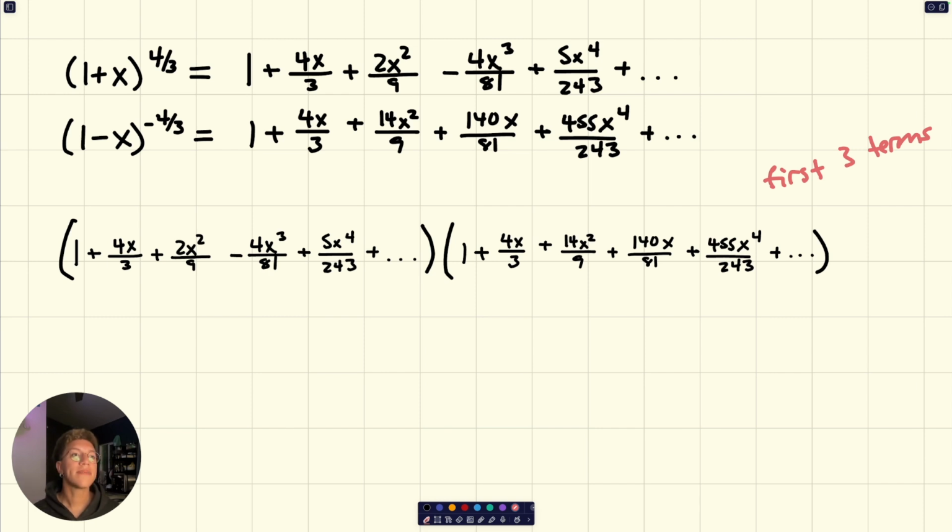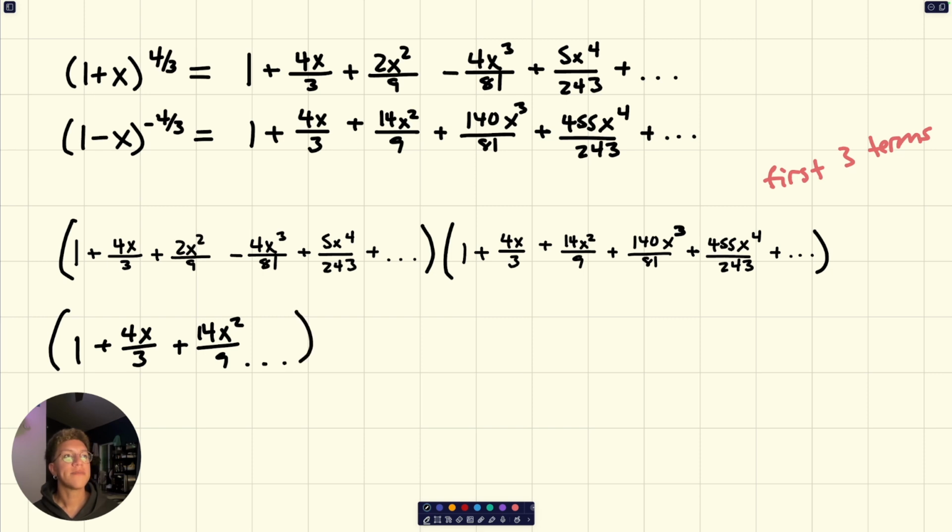So if we start to do that, we get a 1 times a 1 here, we get 1. 1 times our second term is going to be 4x over 3, and then 14x squared over 9. And we don't have to go any higher than that. Oh, we're missing a cube here and there. Then we take our second set of terms, so we'll kind of put ellipses here to represent that there's more terms to expand out. So plus, taking our second term now and multiplying to that one, we get 4x over 3.